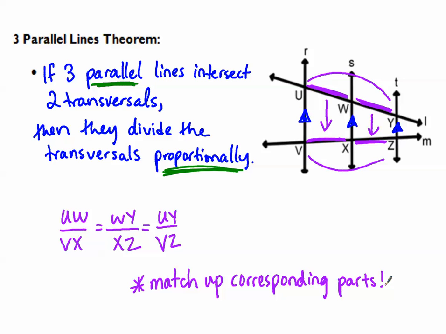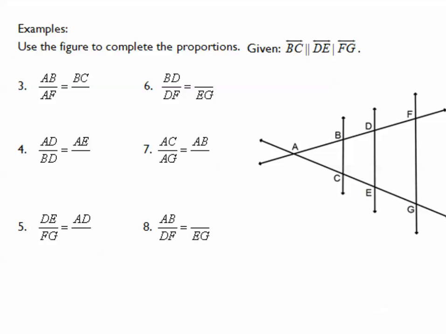Let's try a little practice on the next page. Feel free to pause this, come back, check your answers, see how you did. Use the figure to complete the proportions. Given we've got three pairs of parallel lines, so this is parallel to this and to this. B, C, D, E, F, G, three sets of parallel lines.